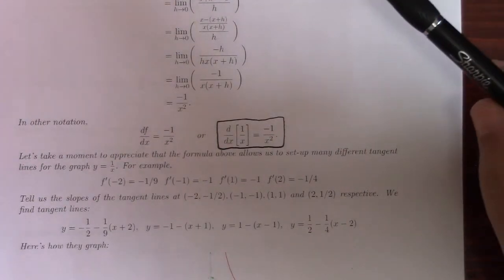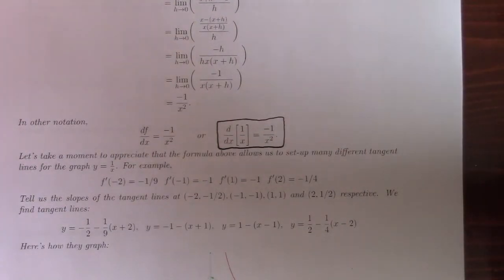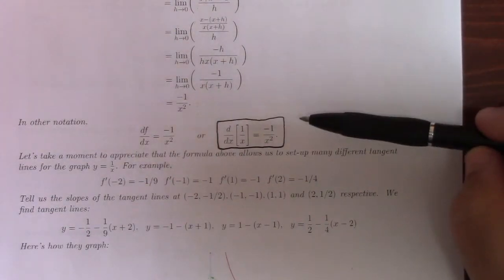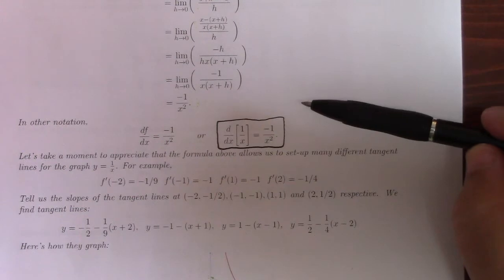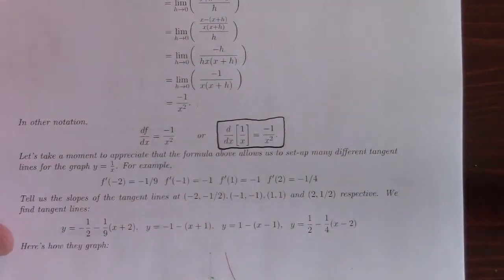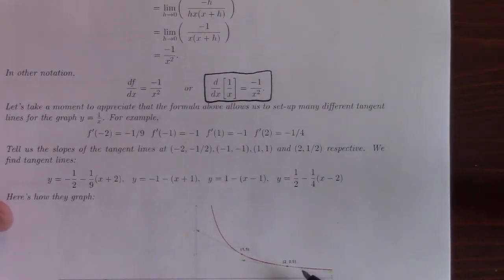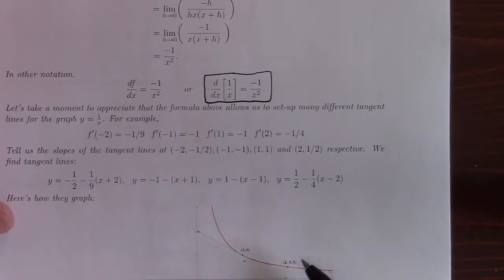Now, so far, we're doing everything from the limit, right? And so I actually use the derivative we just found to sketch some tangent lines to the 1 over x function, either side of the vertical asymptote at 0.